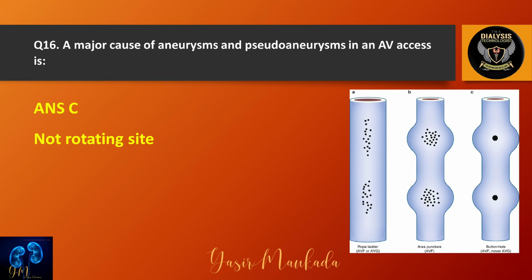We have two types of aneurysm, true aneurysm and pseudoaneurysm. What is the difference between them? Our vein has three layers, as you know: tunica intima, tunica media, and tunica adventitia. Tunica intima is the inner layer, tunica media is the middle layer, and tunica adventitia is the outer layer of the vein. In a true aneurysm, all the layers are affected and bulge. In a pseudoaneurysm, only the tunica media and tunica adventitia are affected. So there is a difference. Now look at this picture. Even with the site rotation technique, using the same area also leads to aneurysm. So practice the best method to help protect our patients' access and improve their quality of life. So the right answer is option C, not rotating site.